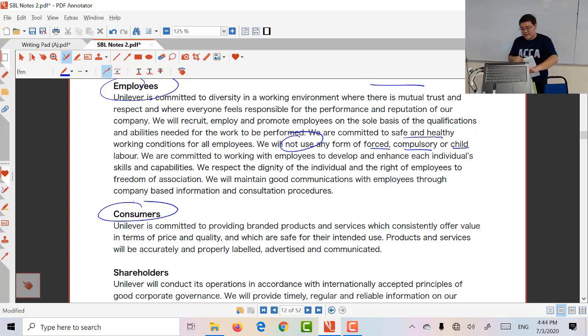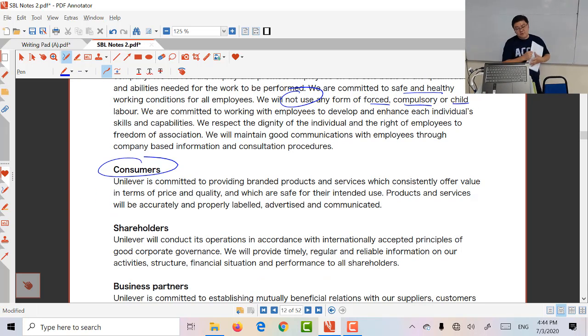Now, they say, we are committed to provide branded product, service that consistently offer value in terms of price and quality. Okay, let me just ask you one simple question. You know these are things, Chinese especially, they're very bad one. Okay, I have one shampoo.